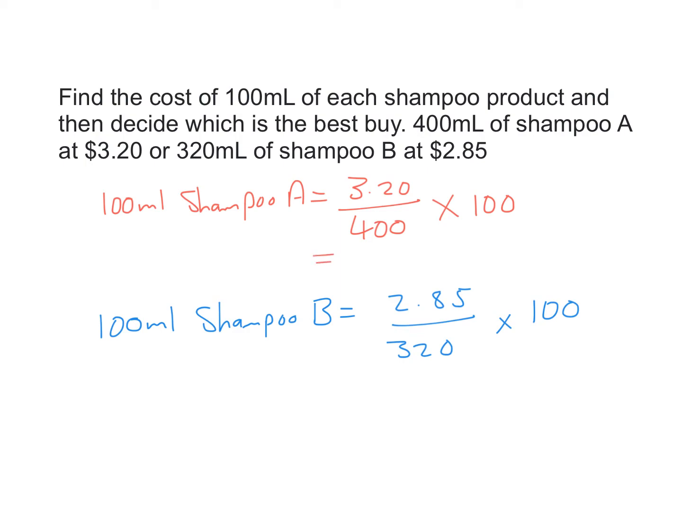And when I do the calculations for shampoo A, I end up with 80 cents over here, and for shampoo B, I end up with 89 cents. And now to answer the question, which is the best buy? Well, shampoo A cost me 80 cents, and shampoo B cost me 89 cents, that is per 100 mils. Therefore, shampoo A is going to be the cheapest and best buy. And with that, we've come to the end of ratios, rates, and best buys.